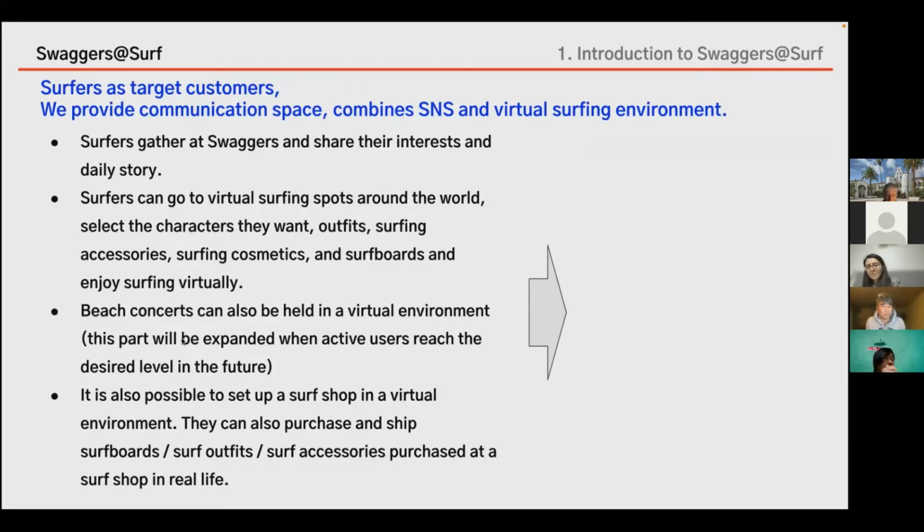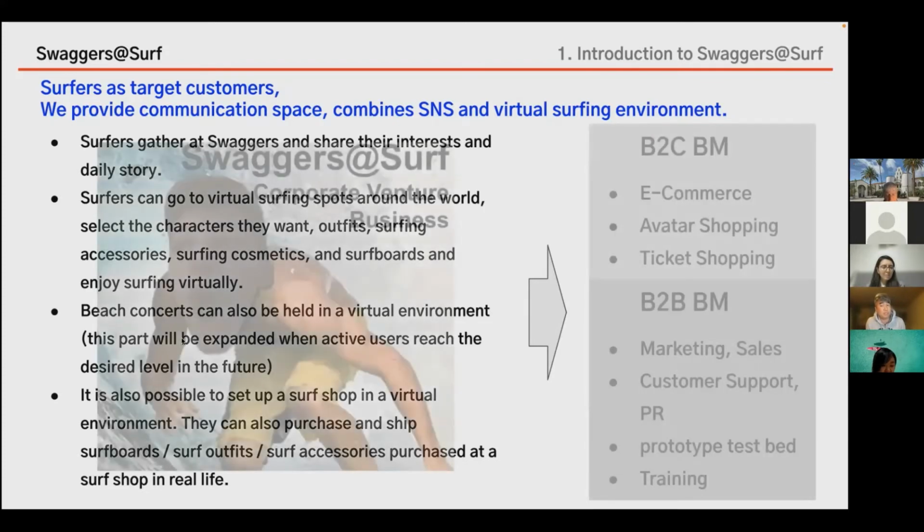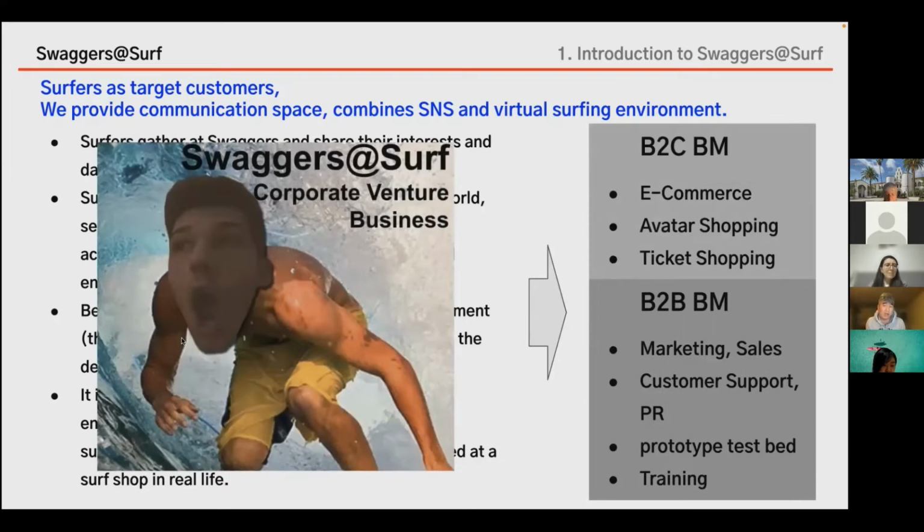Then you might be wondering what we are going to do. We would like to do business with MZ generation surfers as our target customers by providing a virtual environment for surfing and a communication space. By providing a virtual space where you can surf, we can run B2C business like e-commerce, avatar shopping, and ticket shopping. In addition, we hope that various businesses will enter our SNS and run B2B businesses such as marketing, product sales, customer support, PR, prototype testing, and training, etc.